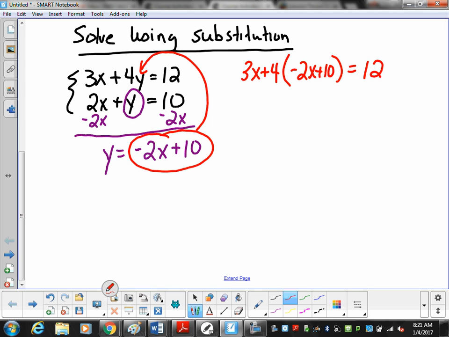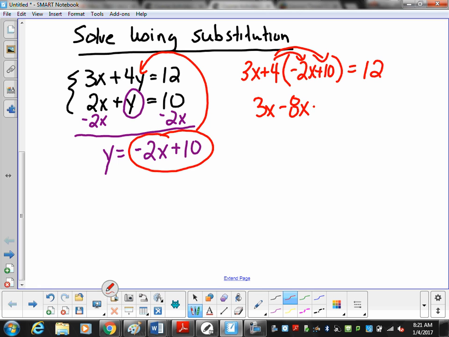How many variables do I have in the equation at this point? I just have one. I have the x in that red equation. Okay, so I can now solve for x and figure out what x is equal to. So let's do that. 3x. Distribute the 4. What's 4 times negative 2x? Negative 8x. Good job.